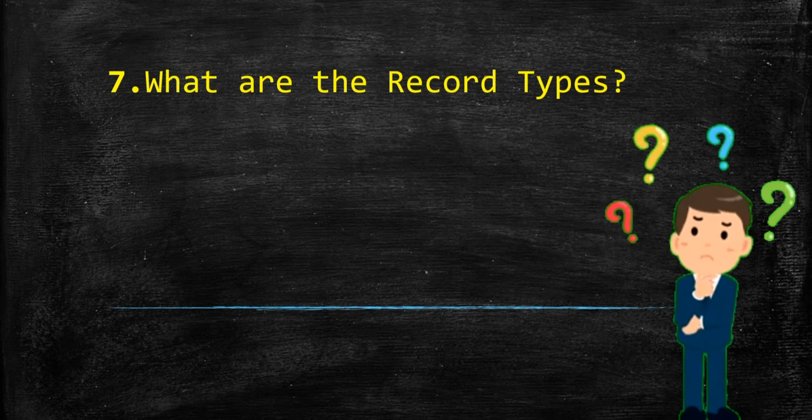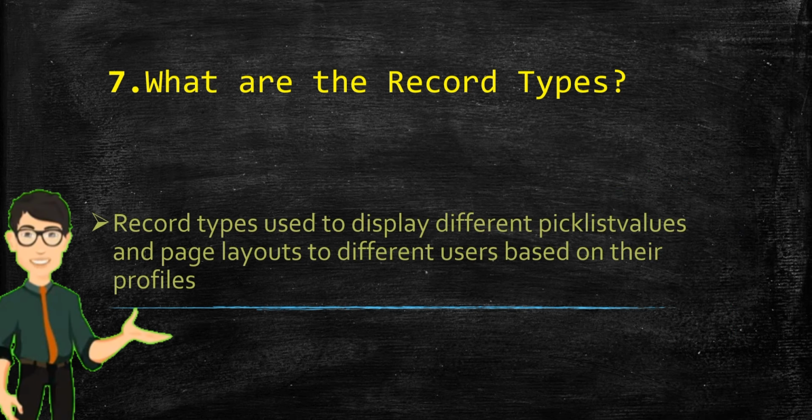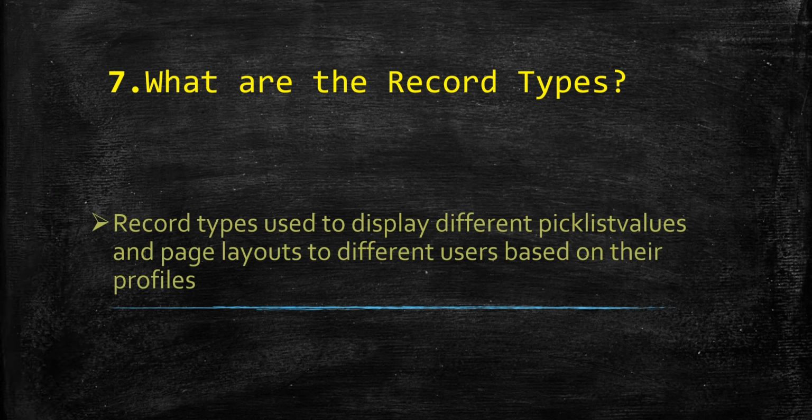what are the record types? Record types are used to display different picklist values and page layouts to different users based on their profile. So based on the profile, we use different page layouts to show different types of data. Okay.